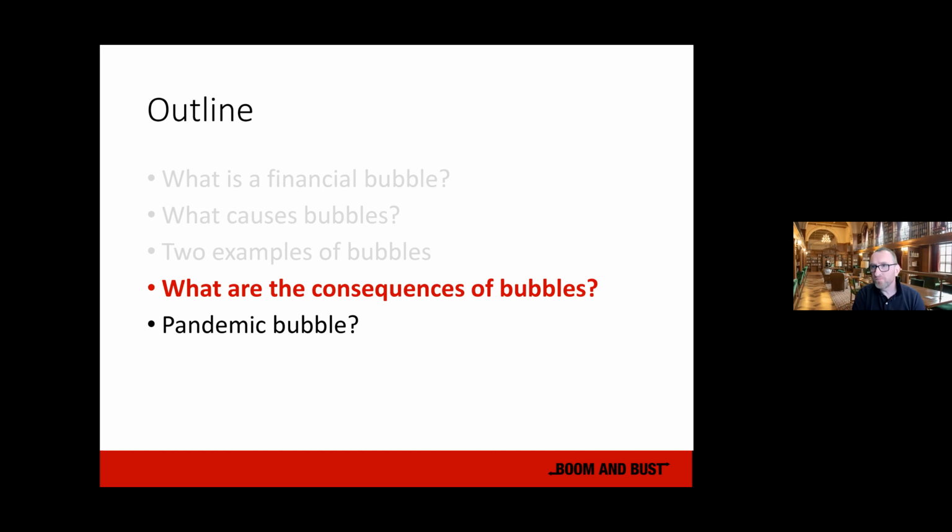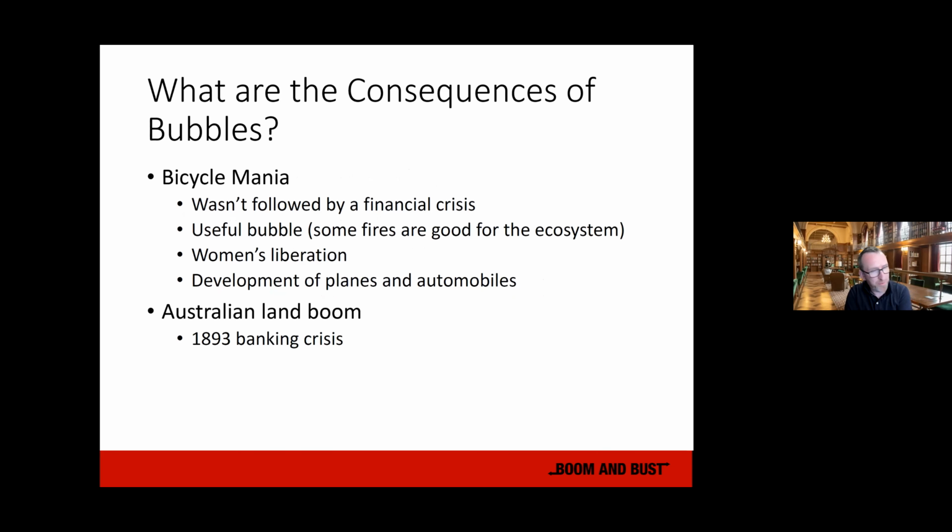Okay, so that's just 2 examples of bubbles that we cover in the book. And I want to think, very briefly, about the consequences of bubbles. Okay, what are the consequences for society? What are the consequences for the economy? So let's think about the 2 bubbles that we've discussed so far.